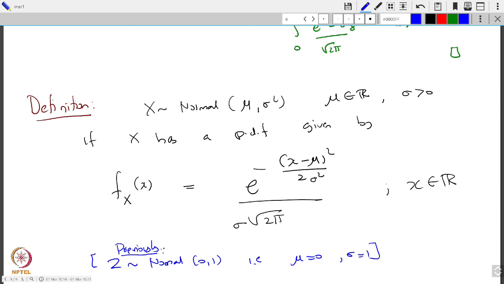So in today's class we have understood how the normal came about. It came about as limits of binomial. The next thing we understood is how to compute the probabilities of normal. And that's given only by the tabulated values of normal random variables.